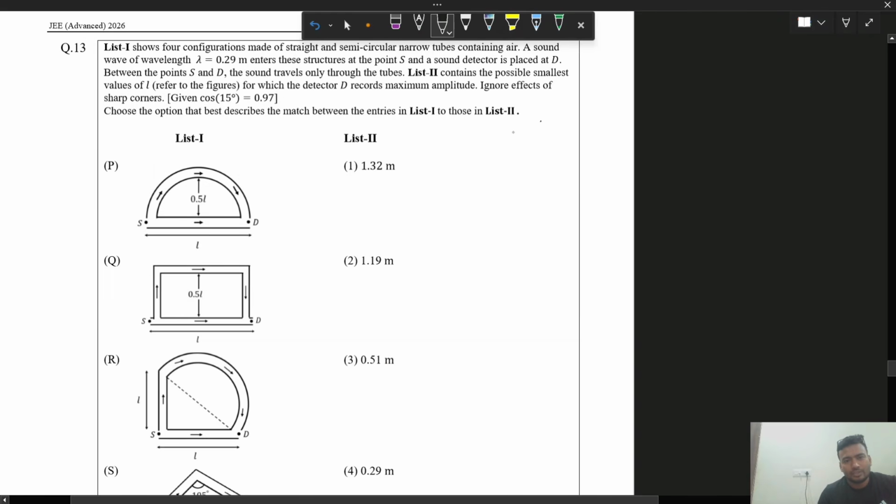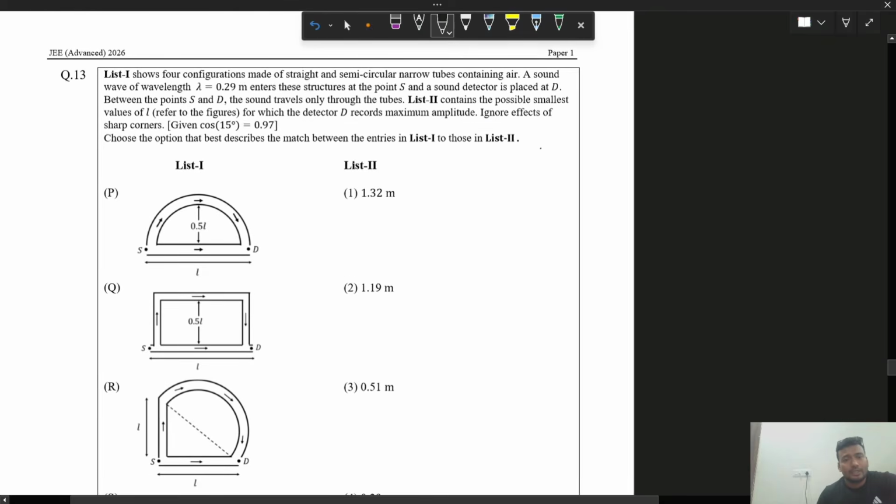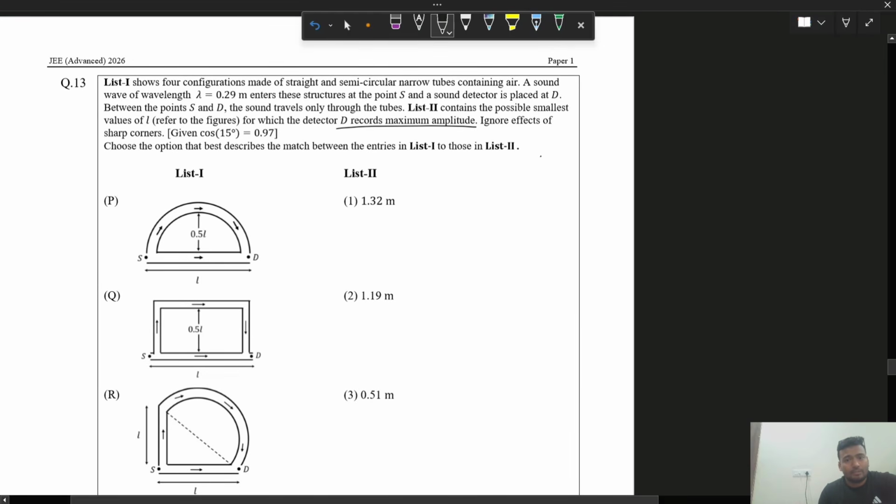Question 13. This question is kind of easy. Actually, in all the cases, what is happening is you have a sound source S, and then it is splitting the sound waves. Finally, at a detector, these waves are getting detected. So at point D, it records a maximum amplitude, basically a constructive interference. You have to find out the minimum value, because list 2 contains the possible smallest value of L, that is the dimension of the tube.